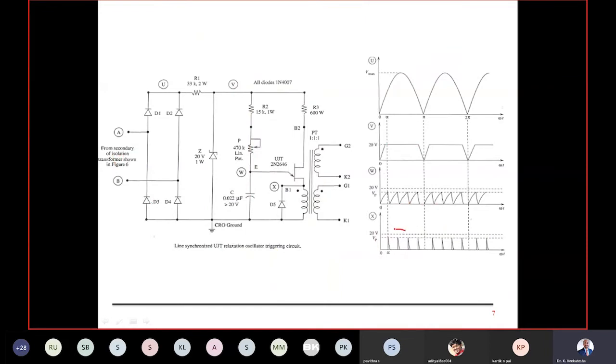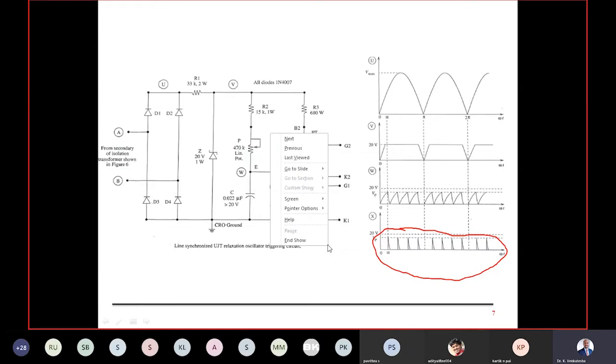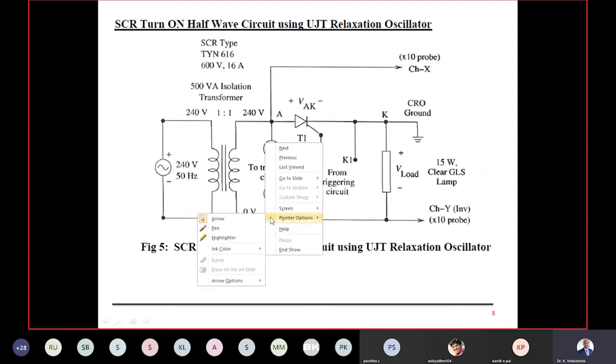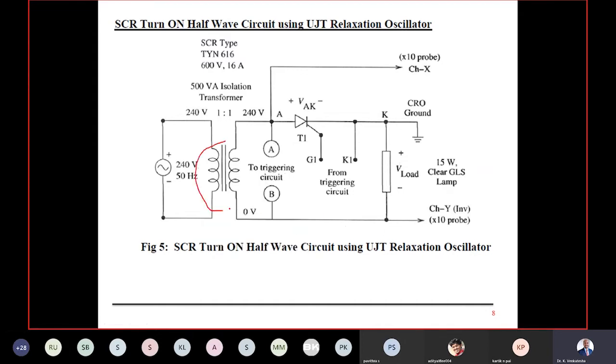So this is nothing but the discharging area of the capacitor. These are used as switching pulses. Now we go to the power circuit. This is my power circuit. Now this transformer normally we don't use. This is a 1:1 transformer. We are not going to use it in the lab also.